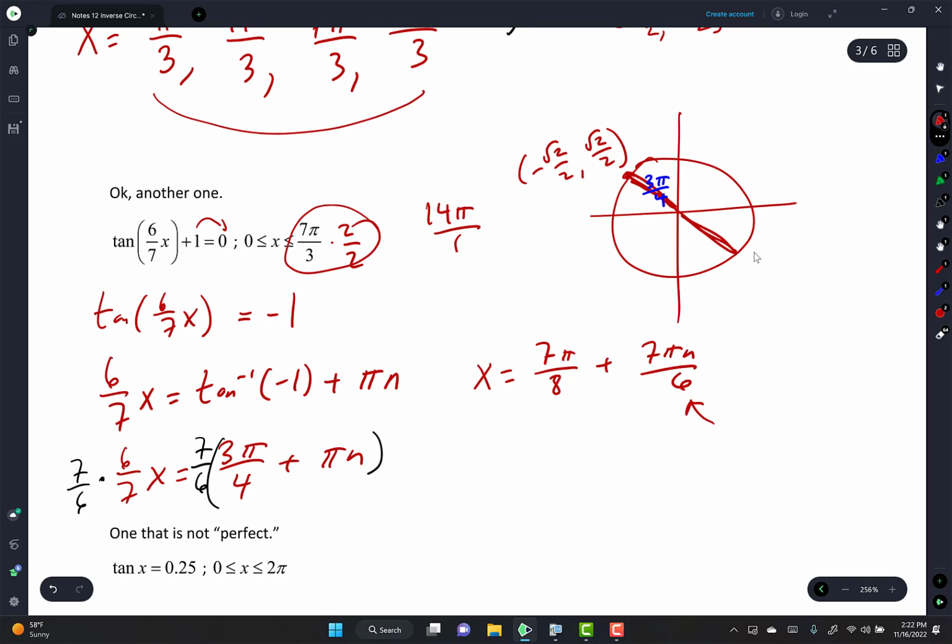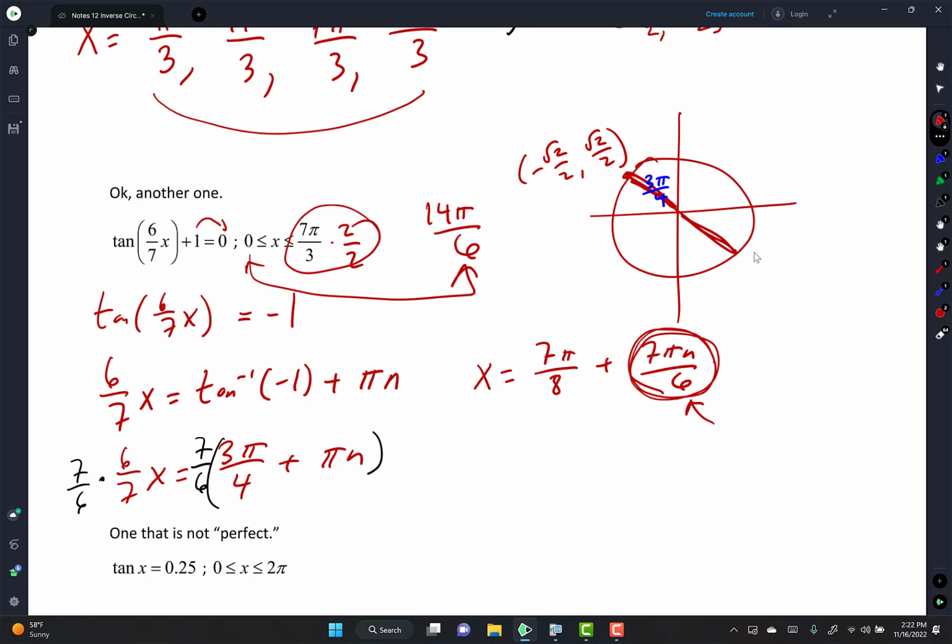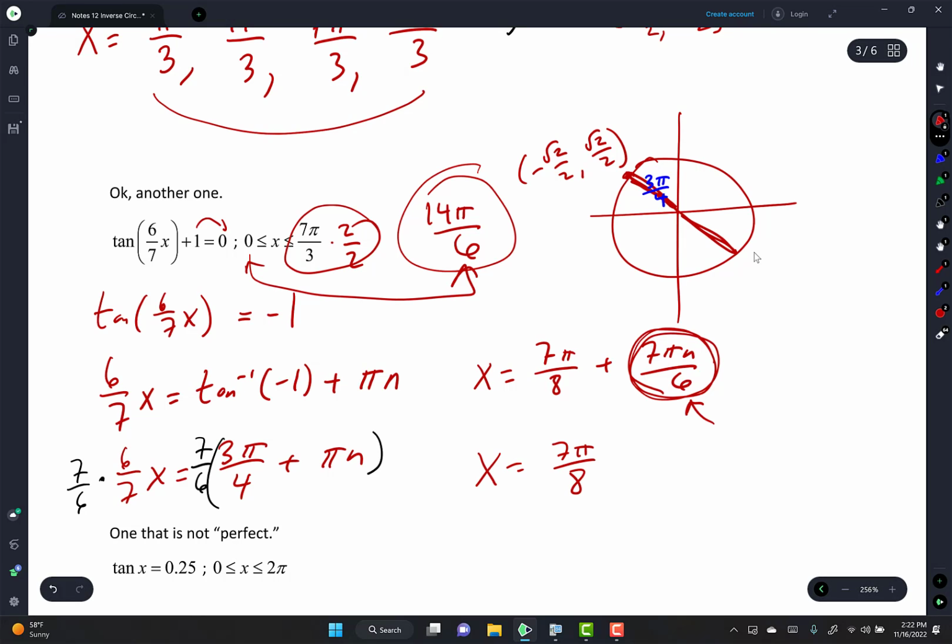14 pi over 6. So this is between 0 and 14 pi over 6. Well, notice 2 of these would give you 14 pi over 6. Do you guys notice that? So that means I'm only going to be able to do it once. And that's it. Because if I do it twice, then I'm going to be outside this 14 pi over 6. Cool or not cool? So here's my first answer. 7 pi over 8. Almost a whole pi. Or 7/8 of a pi.